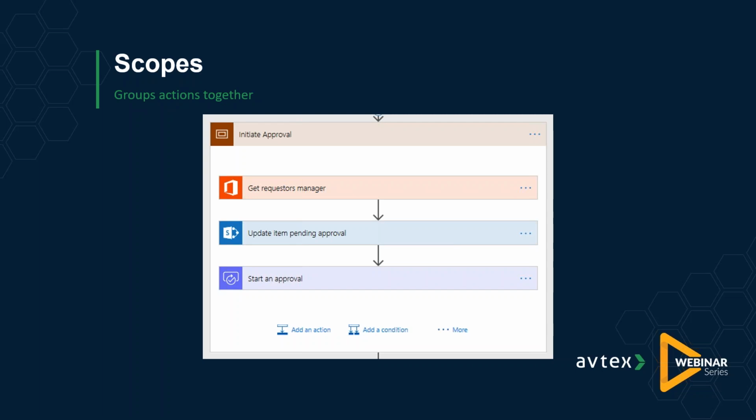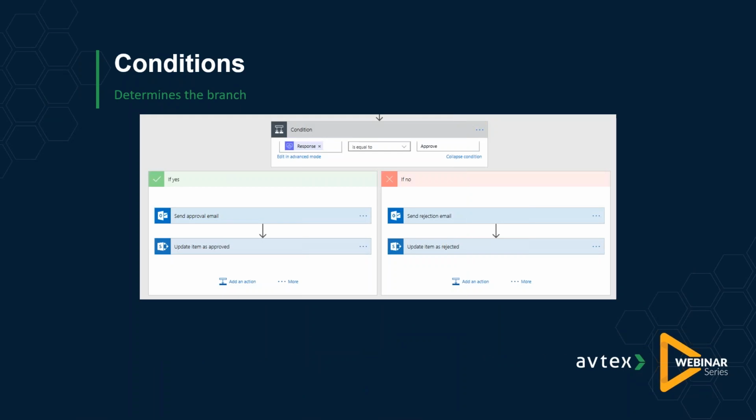So this one in here is maybe my initiating of my approval process, where I know I need to get my manager, update my SharePoint item itself, and then start the actual approval process. They're not all considered the same action, but they're grouped together in order to perform that similar action itself. So utilizing scopes, we'll show you how that works inside the designer in a little bit.